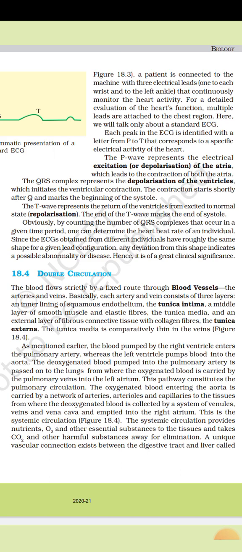Double circulation. The blood flows strictly by a fixed route through blood vessels, the arteries and veins. Basically, each artery and vein consists of three layers: the inner lining of squamous endothelium, the tunica intima, a middle layer of smooth muscles and elastic fiber, tunica media, and an external layer of fibrous connective tissue with collagen fibers, the tunica externa. The tunica media is comparatively thin in veins.